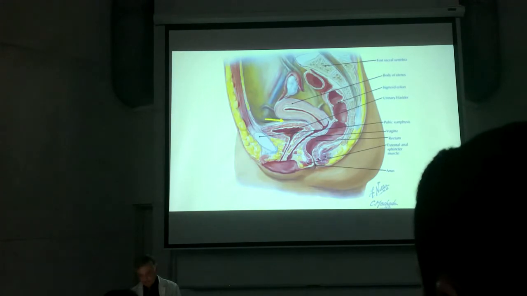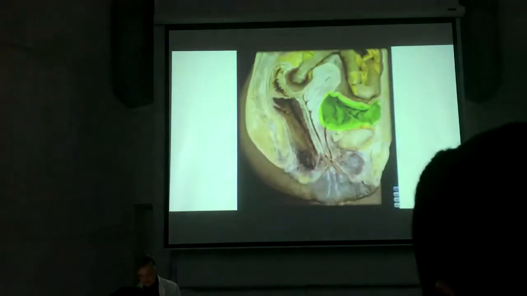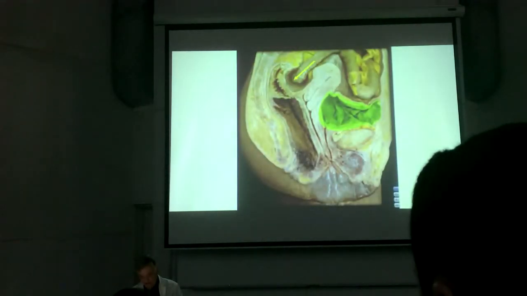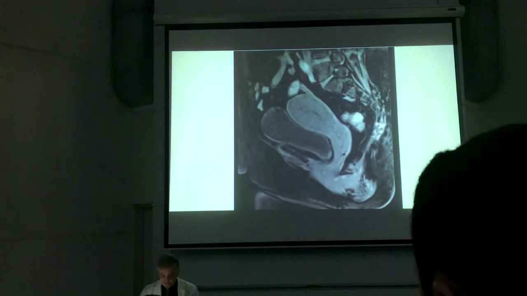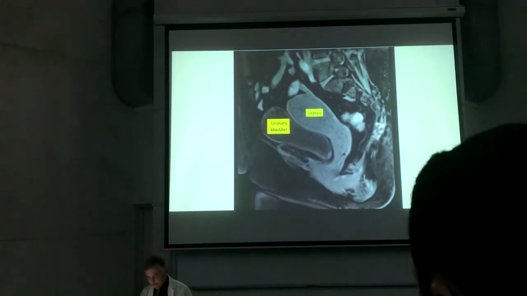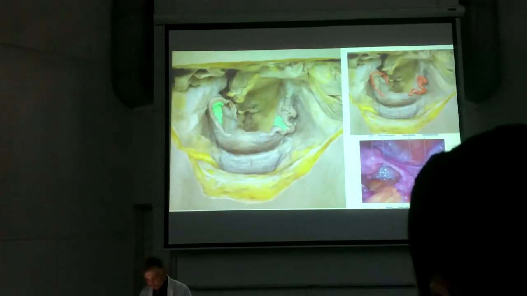It's the same information. This is an MRI of the bladder, uterus, and rectum. The space between uterus and bladder, and uterus and rectum, this is the pouch of Douglas.